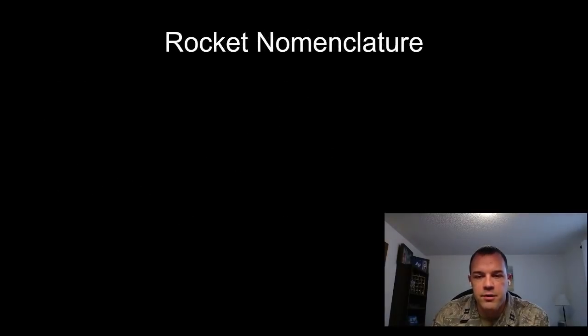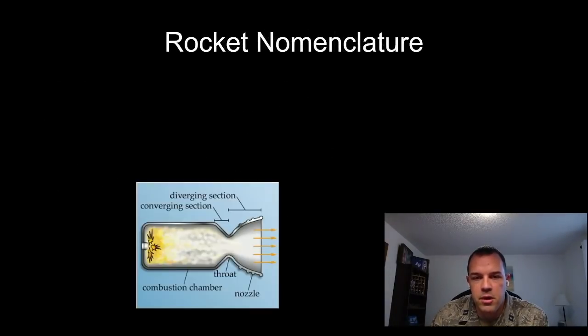Moving on here, discussing some of our rocket nomenclature. Here's a picture out of the book. You'll see where all the exciting things happen is the combustion chamber. That's where the fuel and oxidizer are injected into our rocket and ignited. That greatly increases the pressure and temperature in our combustion chamber.